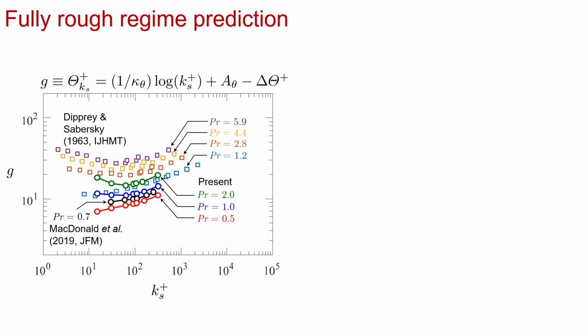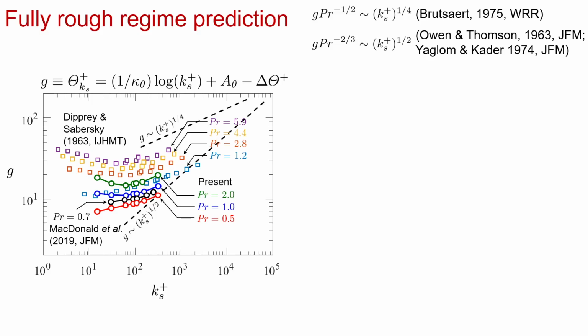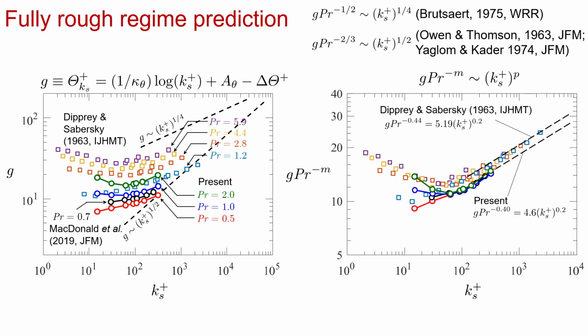And here amongst our data, what we obtain is a similar scaling behavior to Dipprey and Sabersky, namely a scaling which more closely favors the quarter power scaling of Brutsaert as opposed to the half power of Owen and Thomson and Yaglom and Kader. And if we're to unpack the full scaling laws of these authors, where now I include the Prandtl number scaling that was proposed, what we find empirically is that much like Dipprey and Sabersky, our mean data again favors the exponents of Brutsaert, with a ks+ exponent of about 0.2 and Prandtl number exponent 0.4.